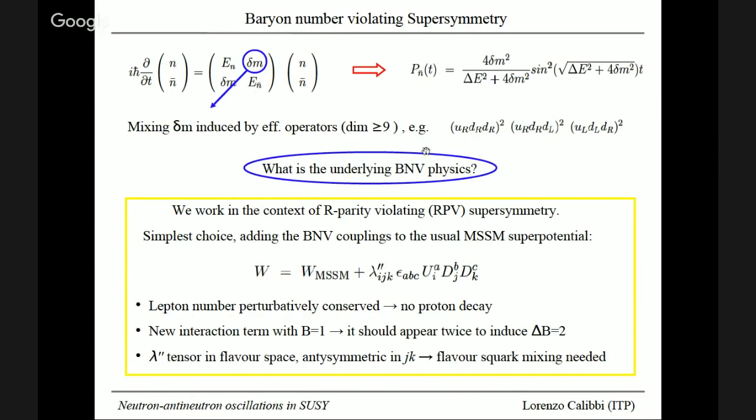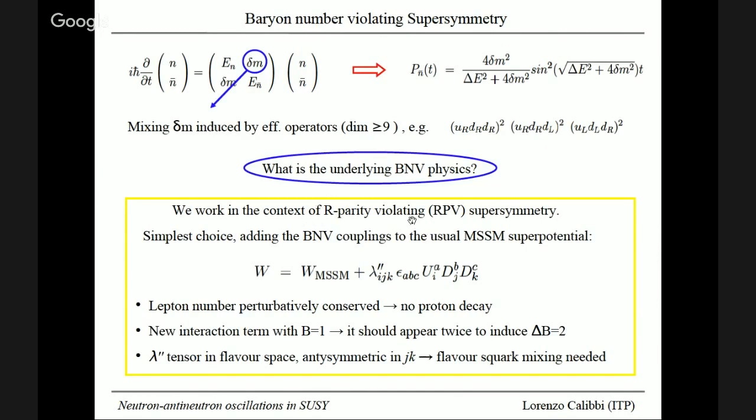What can be the underlying new physics, so the UV completion giving rise to operators of these kinds at low energy? In this work, in order to have a definite renormalizable setup and to compare the discovery potential of these newly proposed experiments with other kinds of experiments, for instance, high energy collisions at the LHC, we worked in a very well established concept, namely supersymmetry with R parity violation.